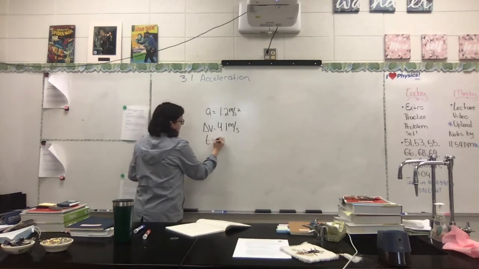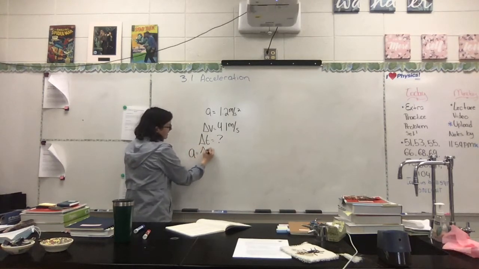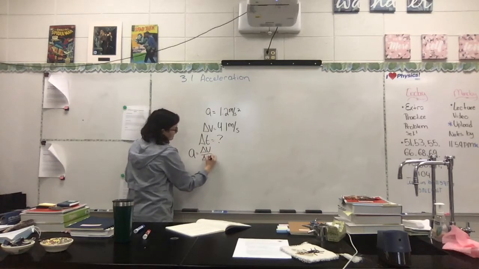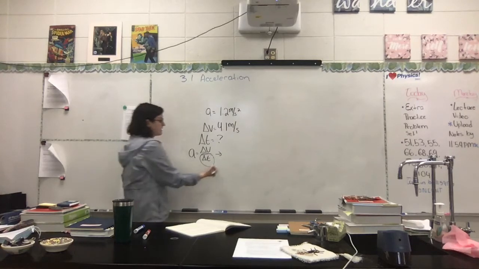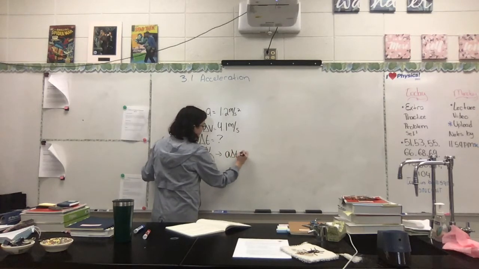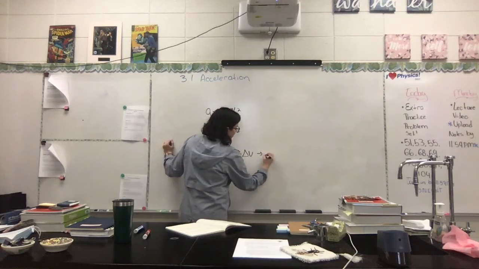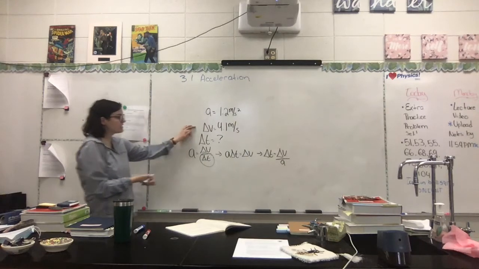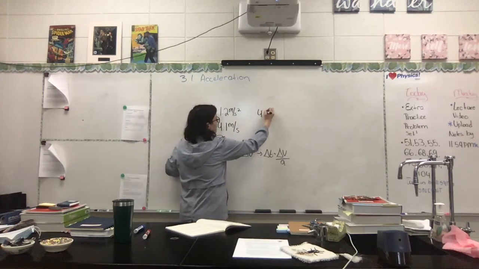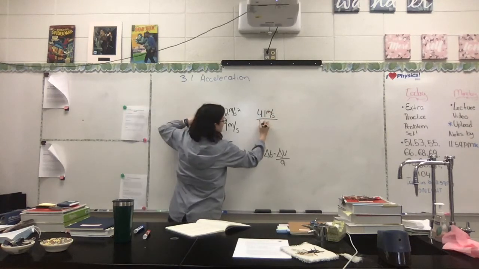So what is our delta t? Well, we have acceleration is equal to delta v over delta t, and we're solving for delta t. We're going to multiply both sides by delta t to get a delta t equals delta v, and then divide both sides by a to get that delta t is equal to delta v over a, okay? Our delta v is 4.1 meters per second, and our a is 1.2 meters per second squared.